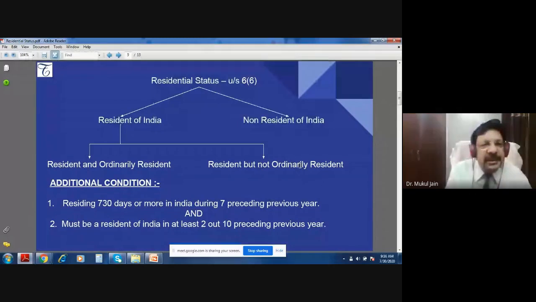If you translate it in Hindi, I will say: you are a resident of India and you ordinarily remain a resident. The second is, you are a resident of India, but ordinarily you do not live in India, but not ordinarily resident.